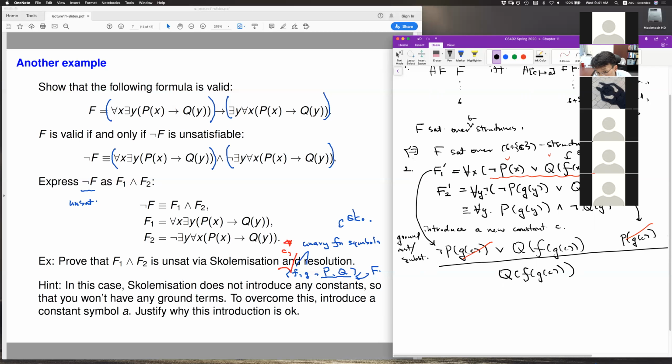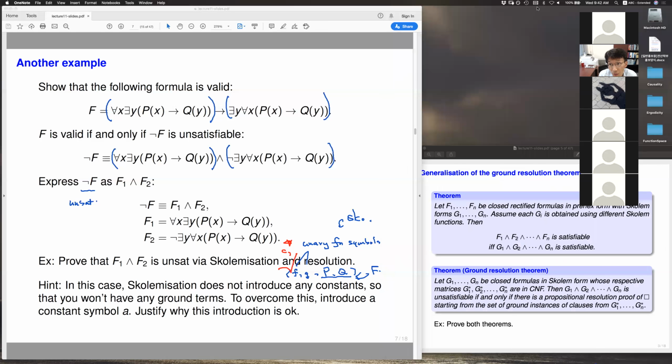And then now we instantiate f2 prime again. When we do the instantiation, we replace y by f of g of c. So this is again coming from f2 prime, but with a different instantiation. Then we have negation of q of f of g of c. And then we apply the resolution, and they cancel each other. And we obtain the contradiction. We obtain a box here. So that's how you can derive the contradiction using ground resolution here.